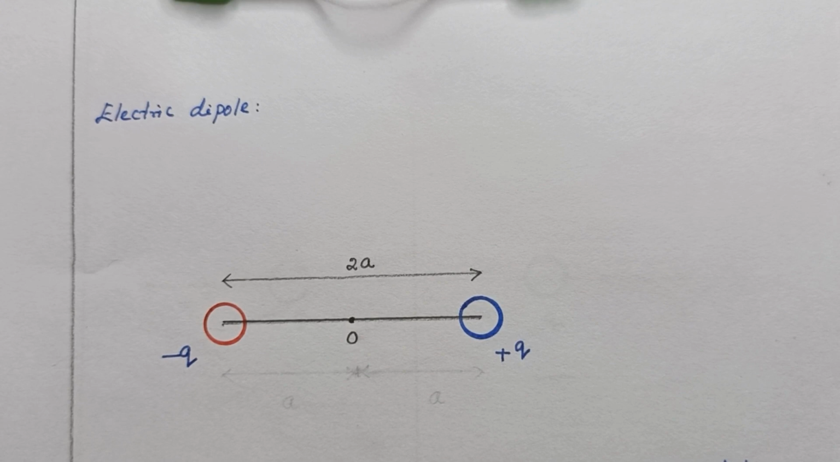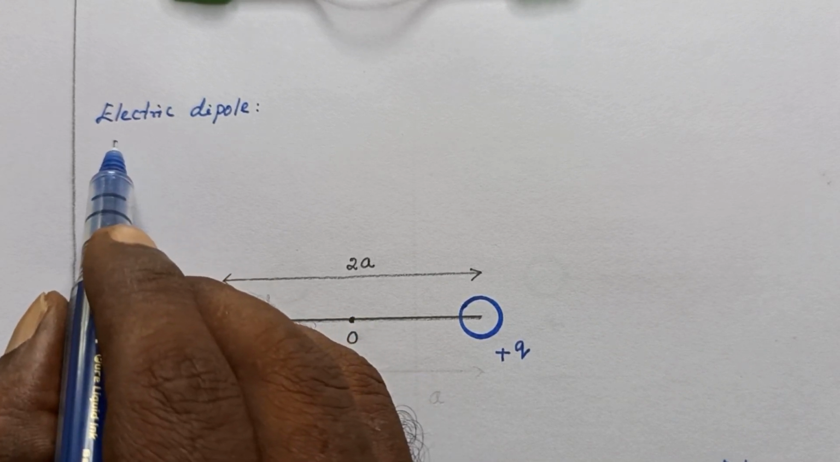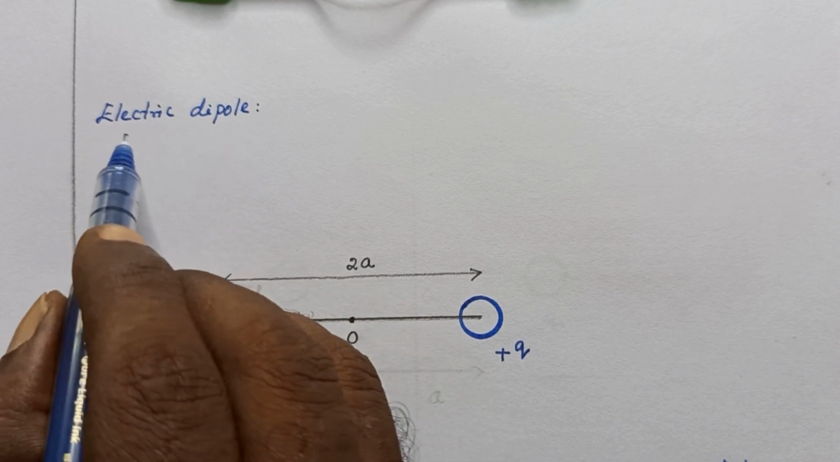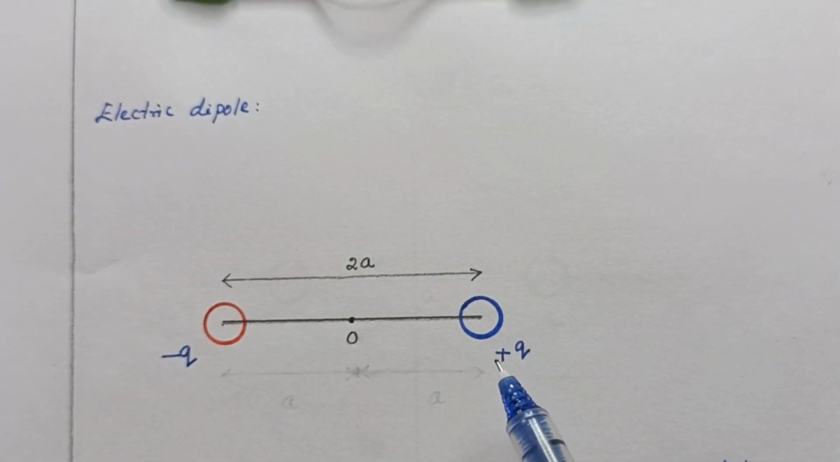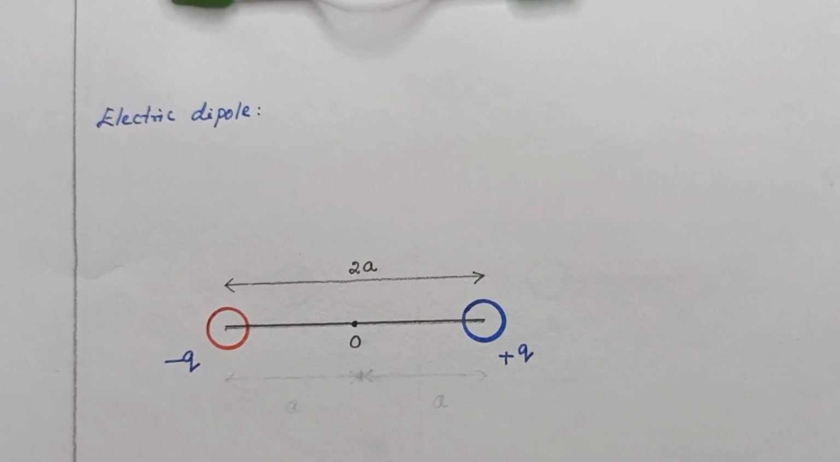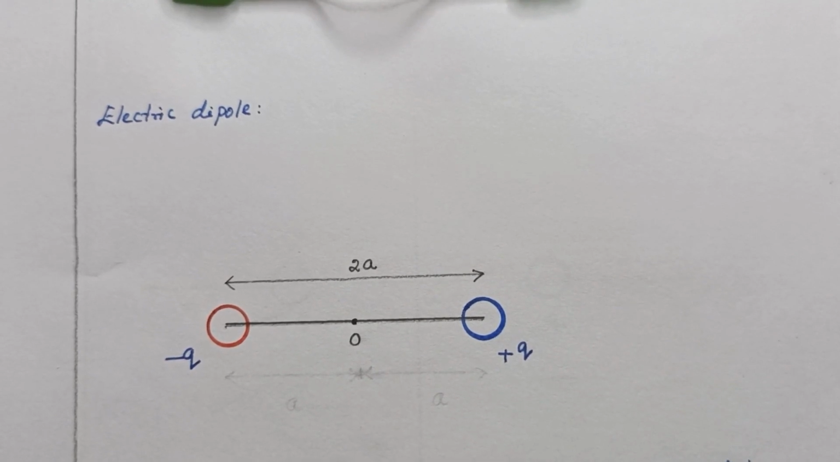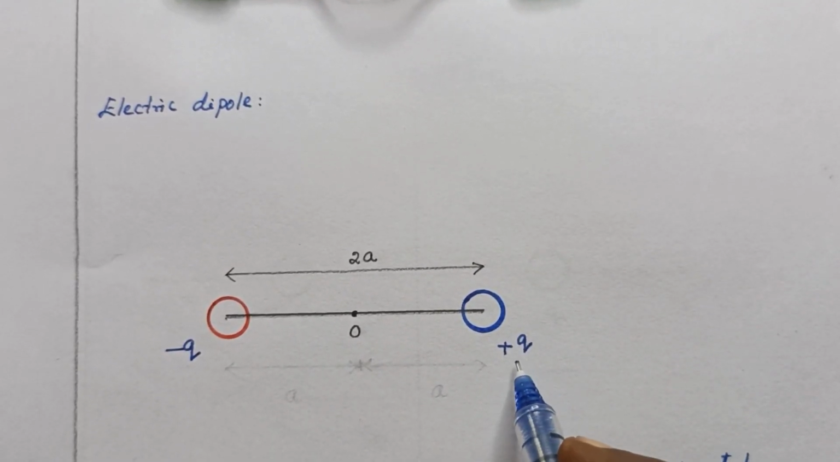12th Standard Physics Unit 1 Electrostatics la இப்போ நம்ம பார்க்க போற டாபிக் electric dipole. What is electric dipole அப்படினா two equal and opposite charges separated by a small distance is known as dipole. Two equal and opposite charges, அதாவது இது வந்து plus q னு எடுத்துக்கலாம்.